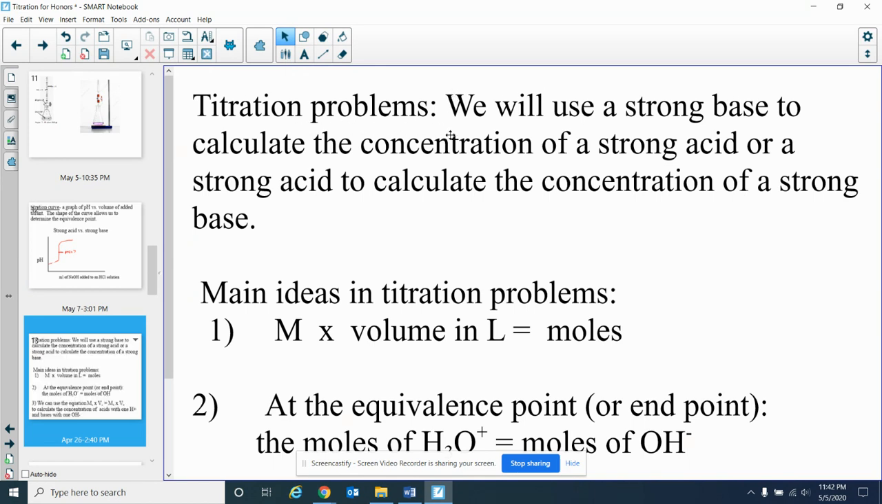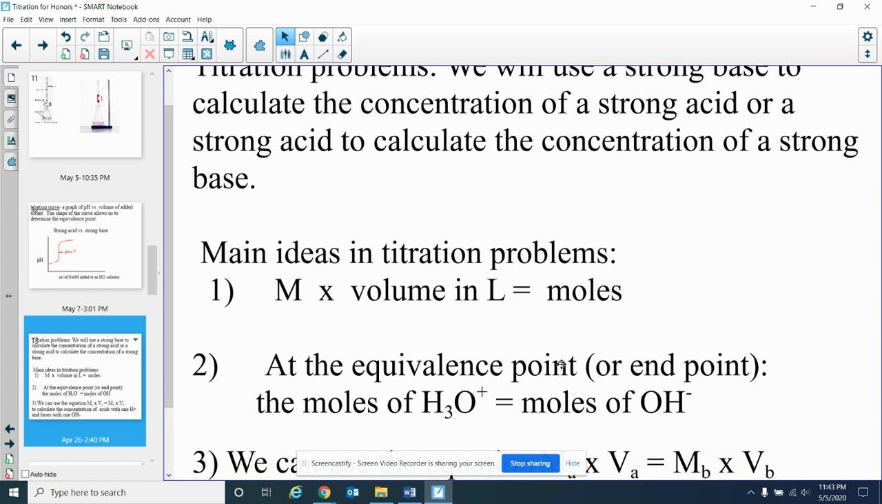So our titration problems that we're going to do, we're going to use a strong base to calculate the concentration of a strong acid, or a strong acid to calculate the concentration of a strong base. The main idea, we have to remember the molarity equation. Molarity is moles over liters. So if we multiply molarity times the volume in liters, that will give us moles.